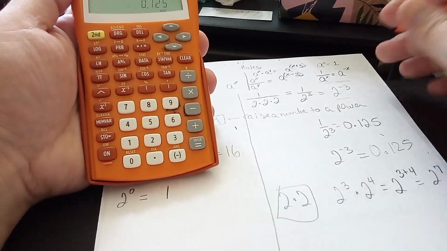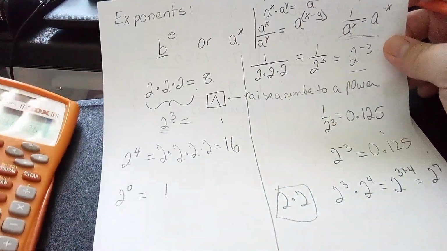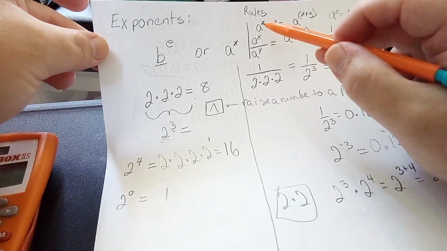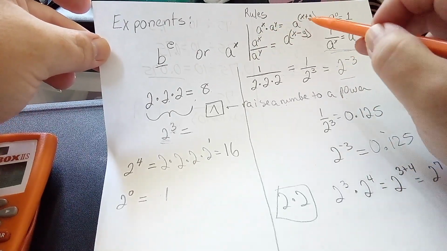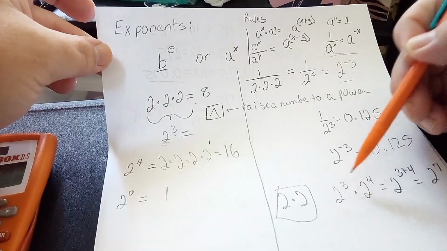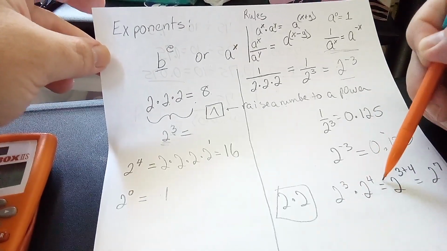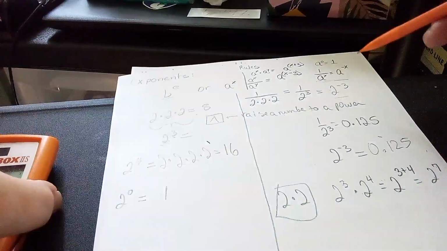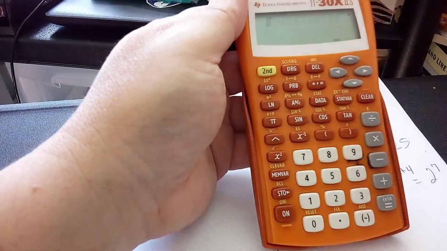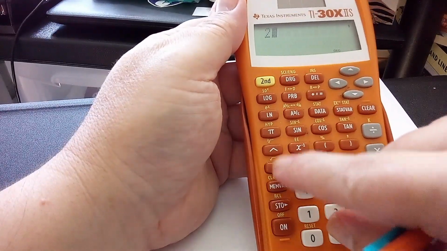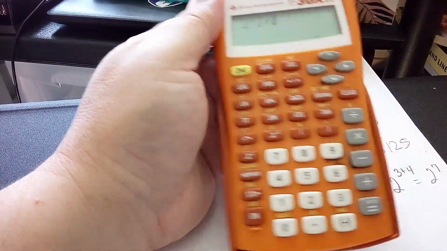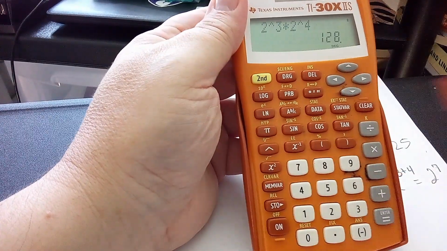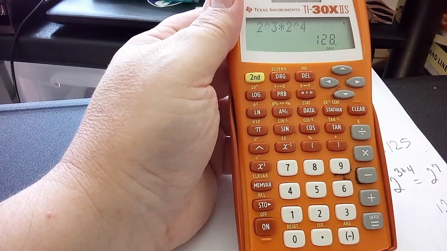So there are some rules, and it's easier to memorize this rule. If the base is the same and you multiply, and they have different exponents, what you can do is add the exponents. For example, 2 to the power of 3 times 2 to the power of 4 is equal to 2 to the power of 3 plus 4, which equals 2 to the power of 7. And you can do this in the calculator. We can verify this. For example, 2 to the power of 3 times 2 to the power of 4 is equal to 128.